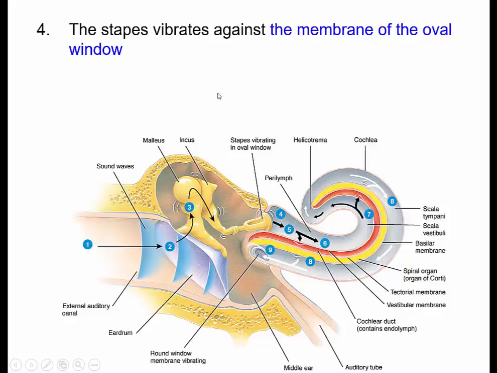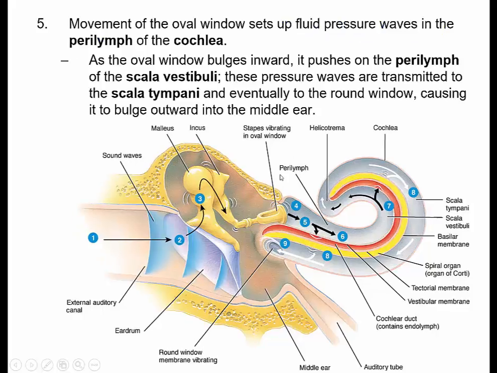So the stapes vibrates against the oval window here, and that's going to set up fluid pressure waves in the perilymph of the cochlea. As the oval window bulges inward, it pushes on the perilymph of the scala vestibuli, which is this top chamber here, and these pressure waves are transmitted to the scala tympani and eventually to the round window. Now these pressure waves can move through this organ of Corti here, and they can also move all the way around and vibrate from the backside as well.